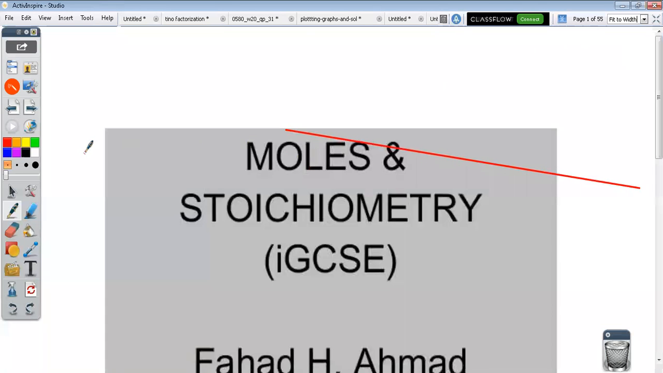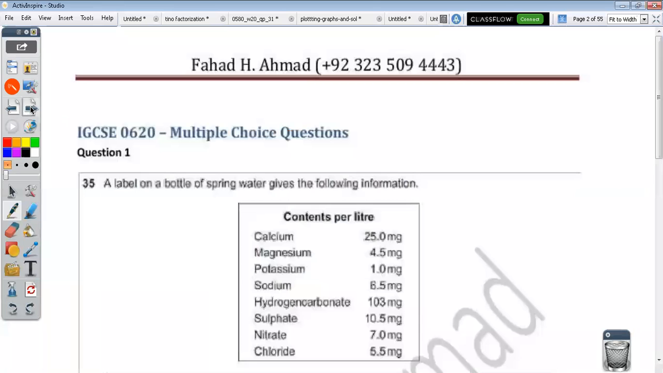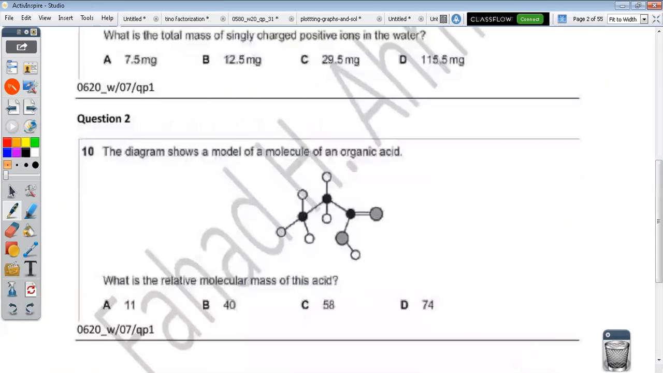Oh, someone is writing on the teacher's board. So you see, I said these are past exam questions.